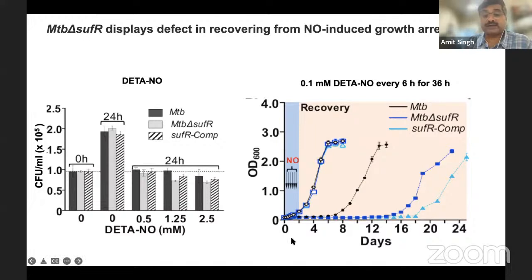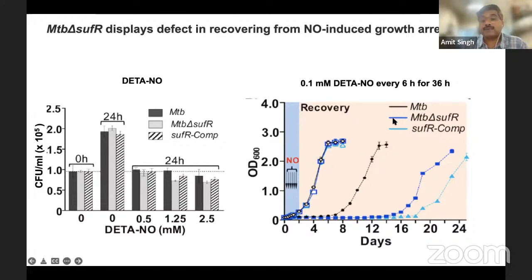So we went back into the literature and found a publication from Martin Voskuil's lab, where they have shown that if you repeatedly expose to nitric oxide, about 5 to 6 doses every 6 hours with 0.1 millimolar of nitric oxide, you are able to induce bacteriostasis. And NO is actually known to induce non-replicating persistence.